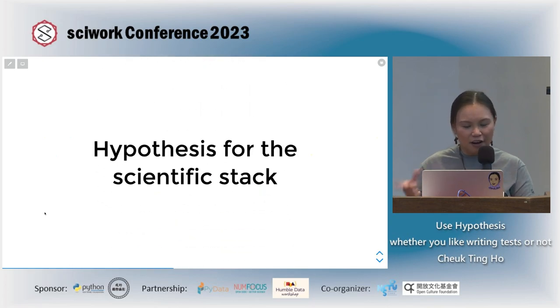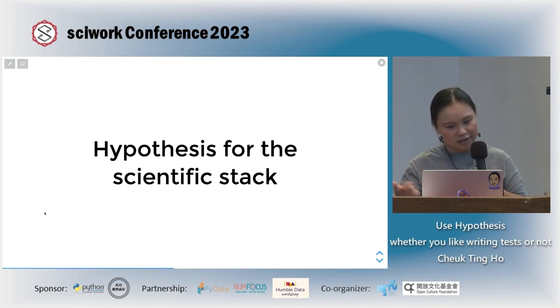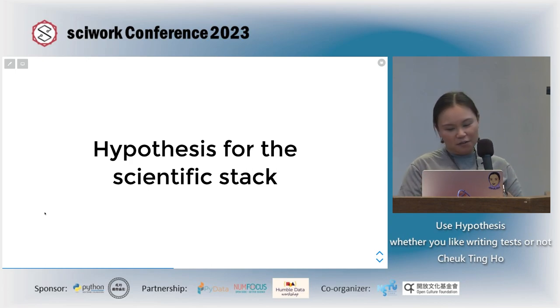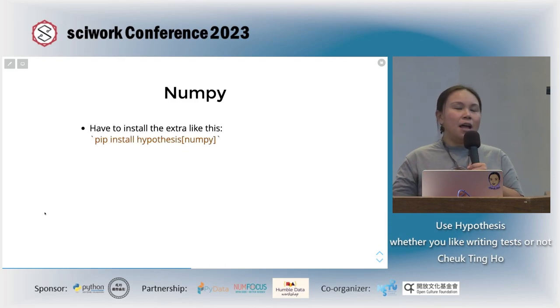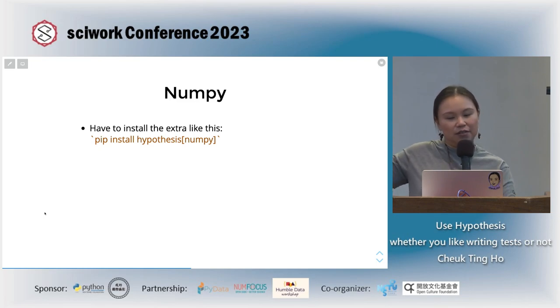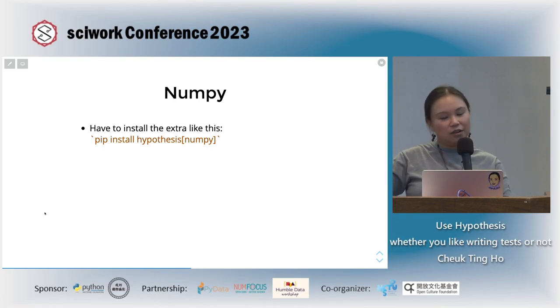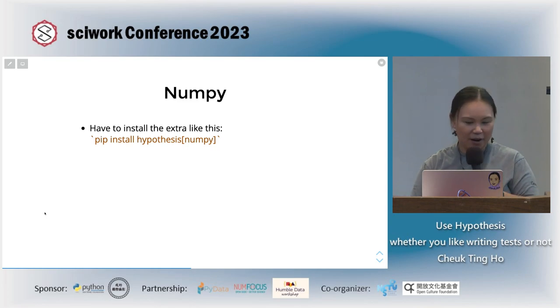So in hypothesis, there are some extras that are created to help people who may be using scientific things, or they are a Django developer. They need some extra thing to test their Django app. So I will focus on the scientific track because all of you are using it. So first of all, NumPy, how to use it, because it's an extra. So you have to install it with the square bracket NumPy. So this is what you have to remember when you install hypothesis. Make sure you include NumPy, or you can just upgrade and then install the extra with your hypothesis.